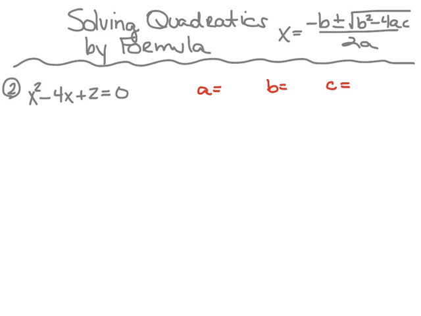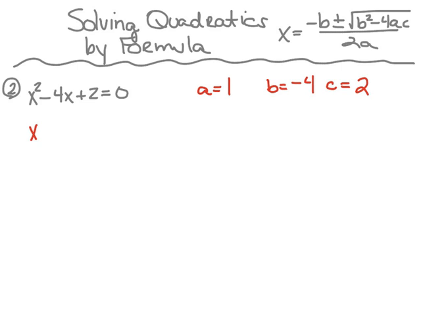So I'm going to identify a, b, and c. A is our leading coefficient, that's 1. B is the number in front of the x, negative 4. And c, that's our 2. So these are the three numbers that I'll be plugging into the formula.